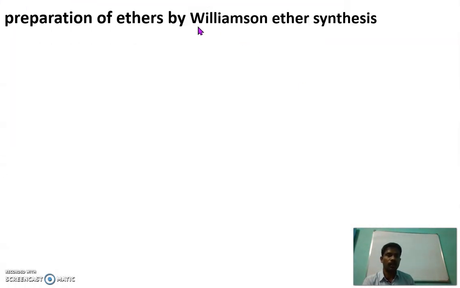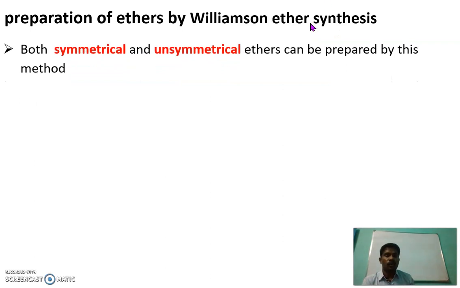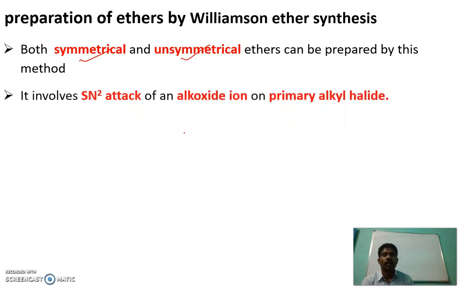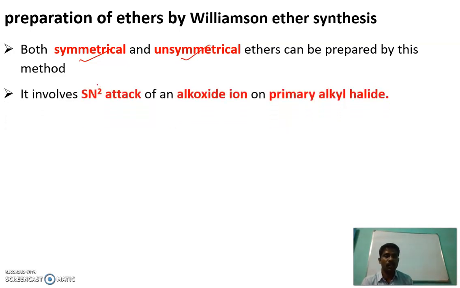Unsymmetrical ethers can be prepared by Williamson ether synthesis, a very important reaction for board as well as for competitive exams. This is a very important reaction. Clear? So by using this Williamson ether synthesis, we can prepare symmetrical as well as unsymmetrical ethers. This Williamson ether synthesis involves the SN2 attack of alkoxide on primary alkyl halide. You can see the equation here.